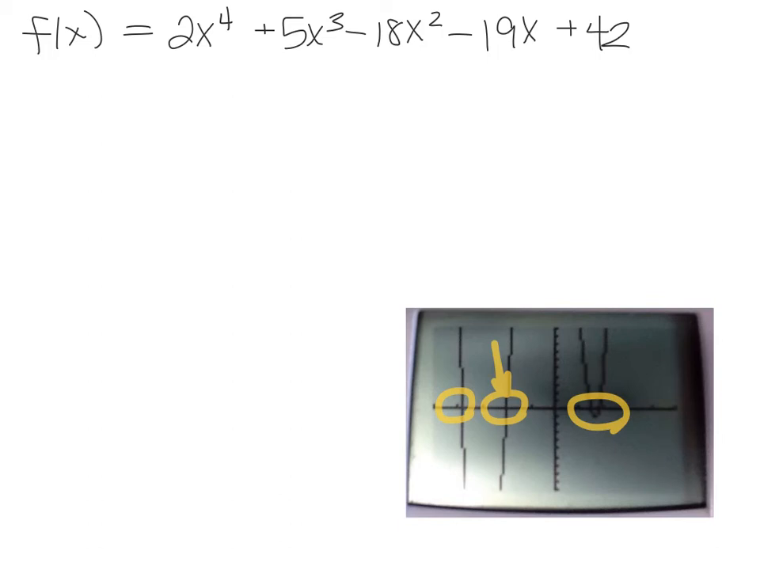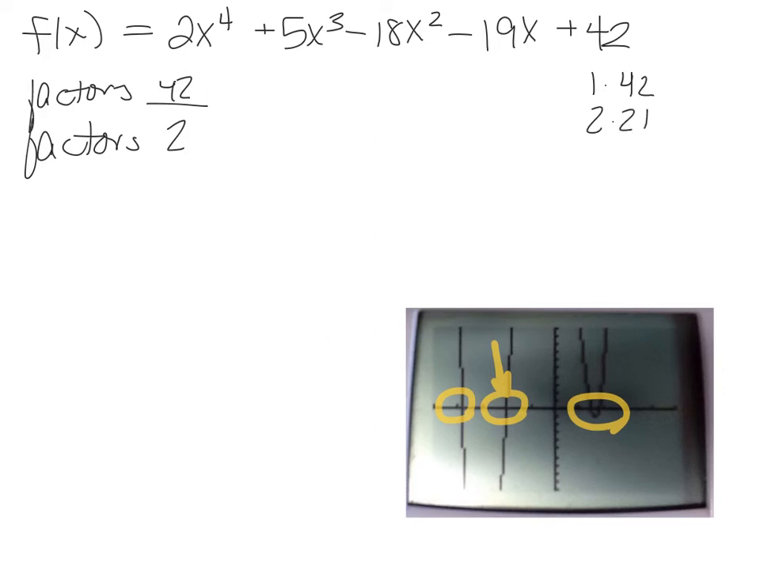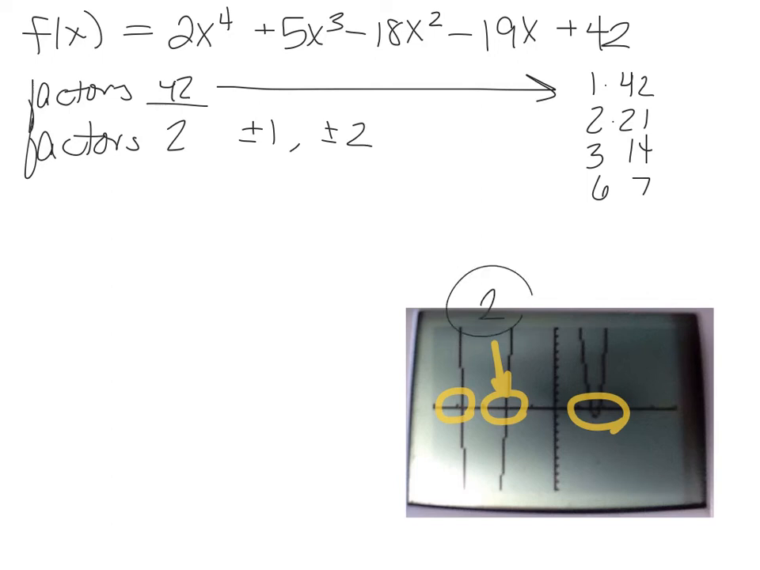So I can do the P over Q. We're going to get factors of 42 over factors of 2. But that's a lot because 42 is 1 times 42, 2 times 21, 3 times 14, 6 times 7. So we're going to have plus or minus all those things over plus or minus 1 and plus or minus 2. What's cool is this one right here is the number 2.